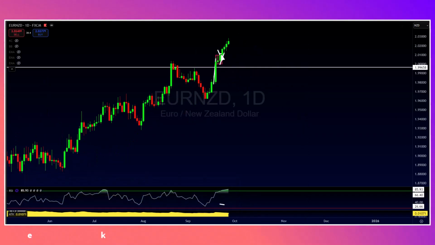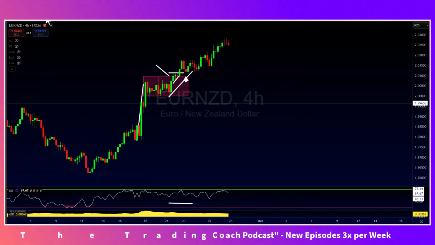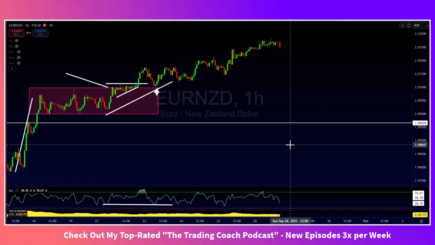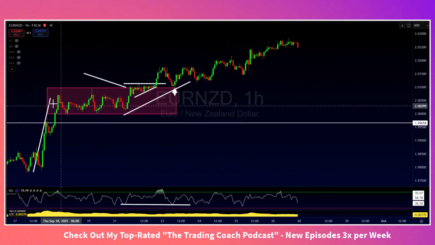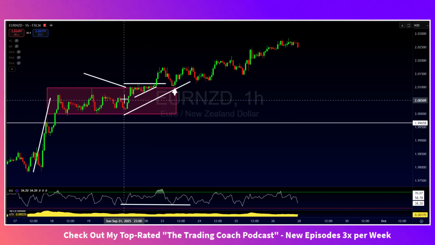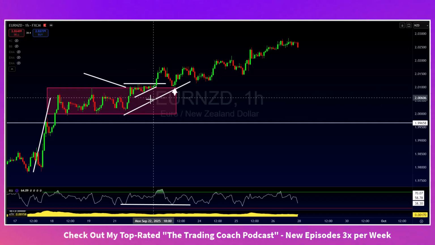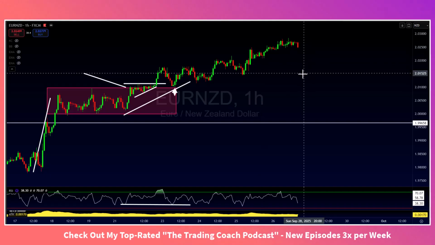But this is another one that did exactly what we thought it would do. I don't know if my analysis is still on here, a little bit of it, but here was the initial kind of high and tight flag, and then here was the breakout, here was the ascending triangle, and then boom, we rallied up to the moon.